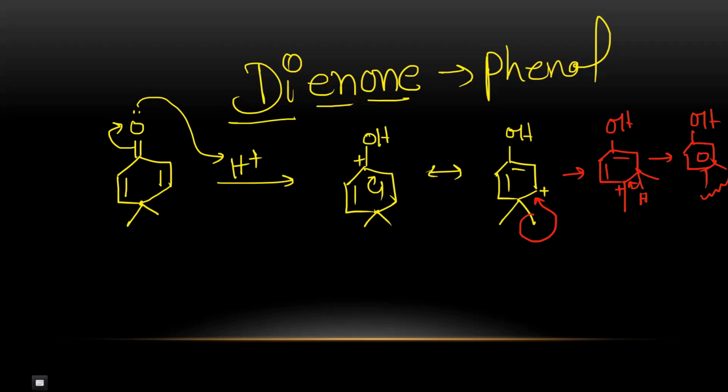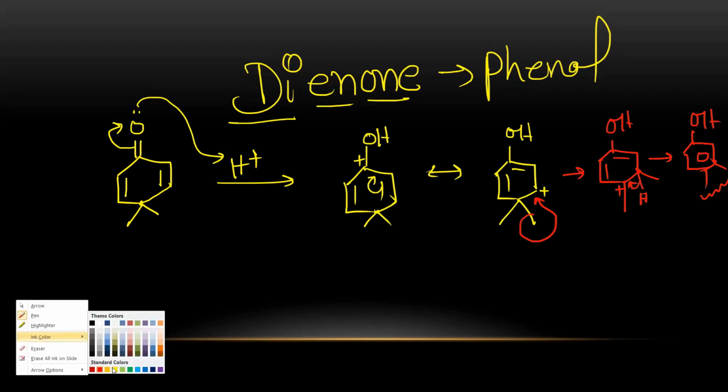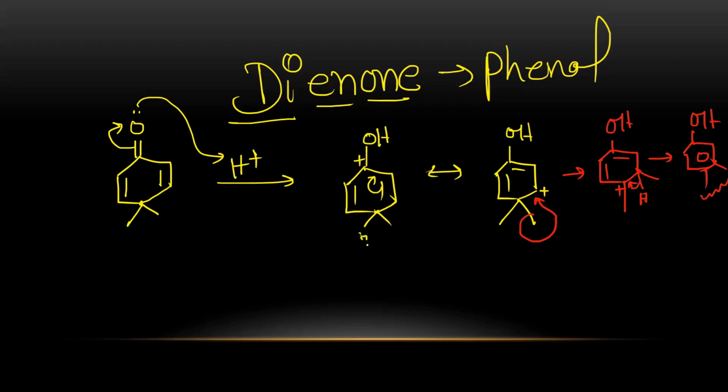So the rule is, if there are two different groups, G1 and G2, G2 will migrate if the resultant cation is very much stable. So it depends on G1, which can stabilize more.